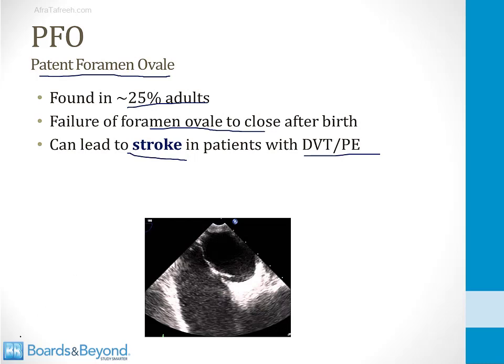Shown at the bottom of the screen is an example of a PFO on an echocardiogram. This is the right atrium here, this is the left atrium here, and you can see this flap of tissue with a black space in between that allows blood to pass.